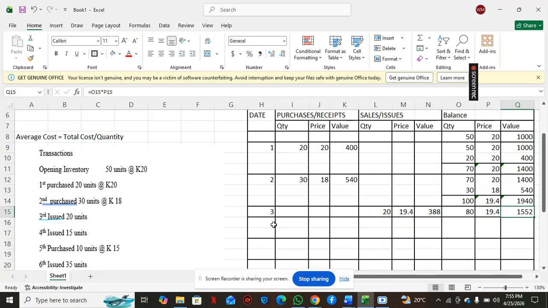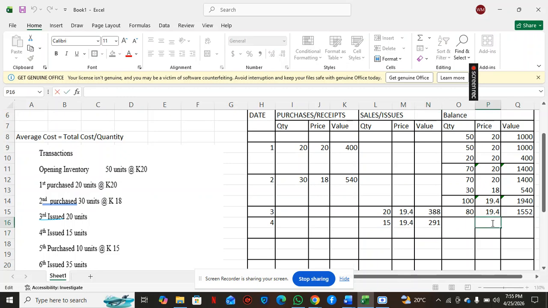On the 4th again, there's another issue. We've sold another 15 spare parts. We are still going to value them at this 19 kwacha 40 ngwe. So the cost of these 15 spare parts that we've sold is 291 kwacha.